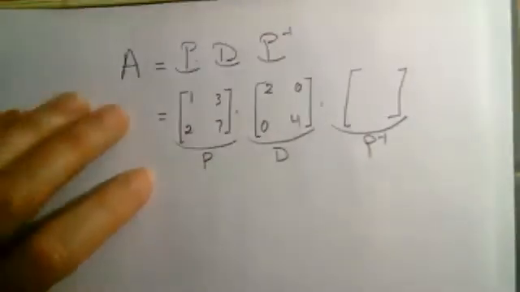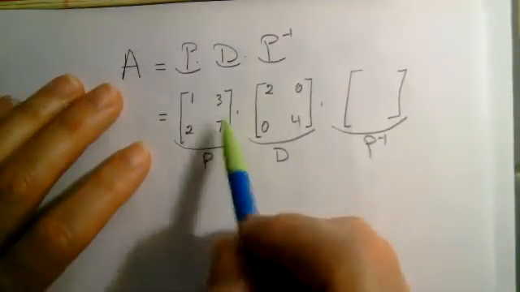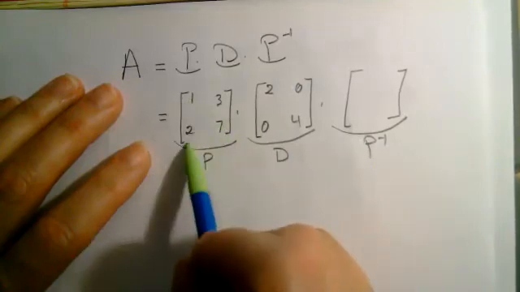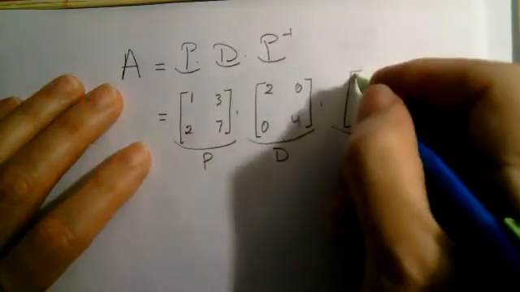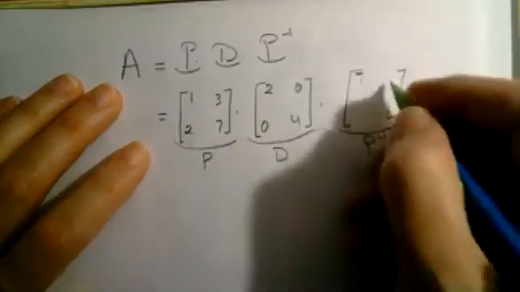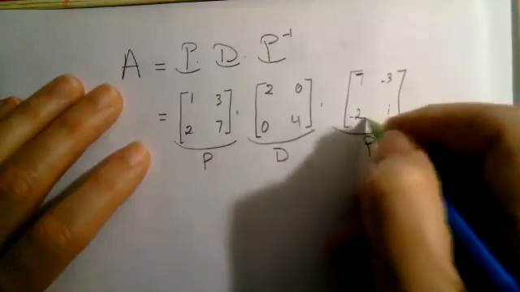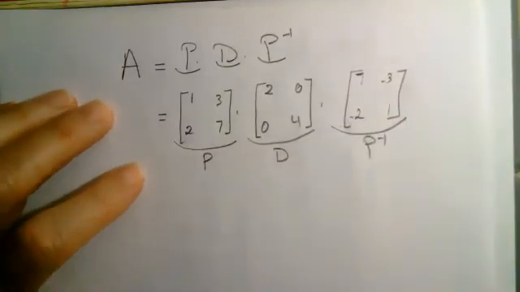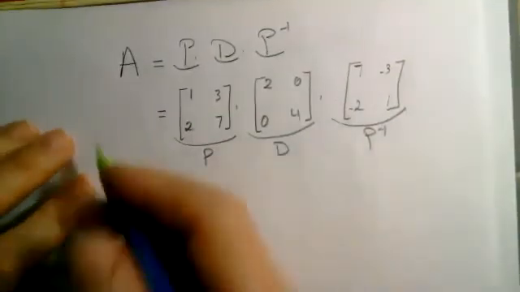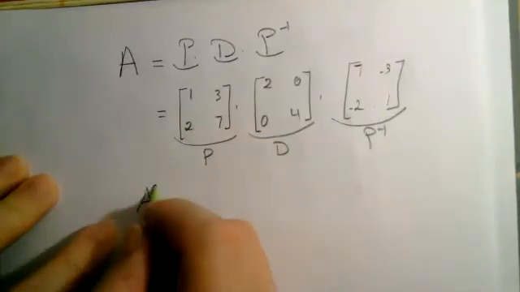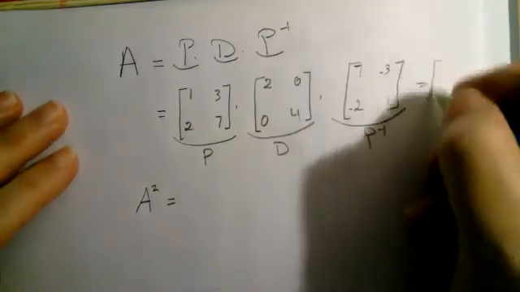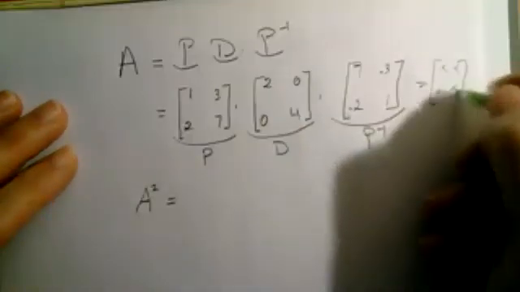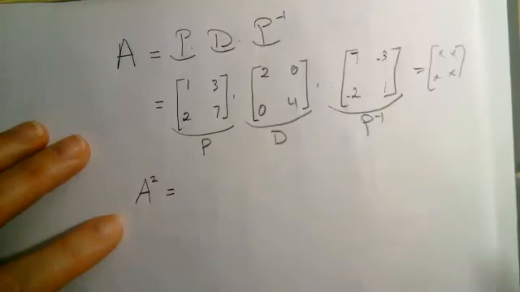The inverse of P: we know how to compute the inverse of a 2 by 2 matrix. The determinant is 7 minus 6, that's 1, so I don't have to worry about that. Then this is 7 and 1, minus 3 and minus 2. So suppose A can be written like that, and I want to compute its power. What's A squared? Now you can compute this, you get something.